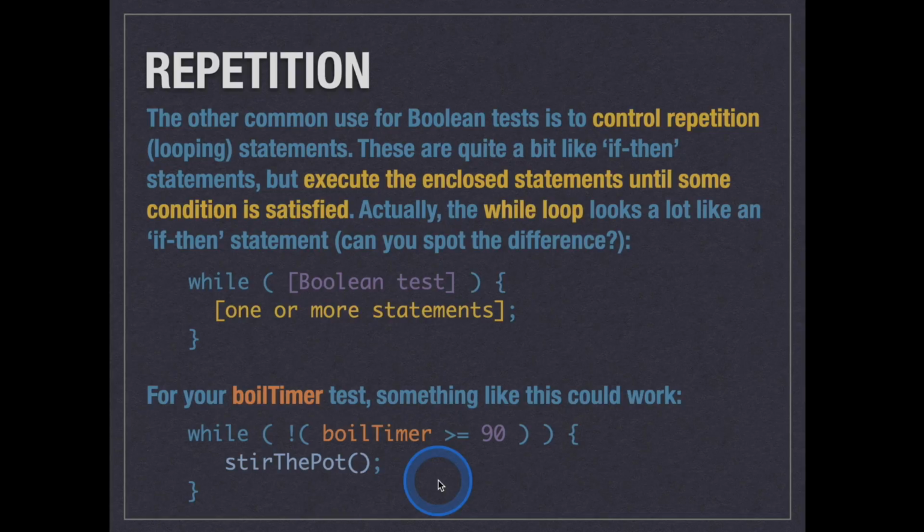You could write this stirring code something like this: while not, the exclamation point is not, boilTimer greater than or equal to 90. That just says if the boil timer is not greater than or equal to 90, stir the pot, which is consistent with what the recipe asks for. That is, until the boil timer expires, keep stirring the pot. Call that method stirThePot over and over and over again.